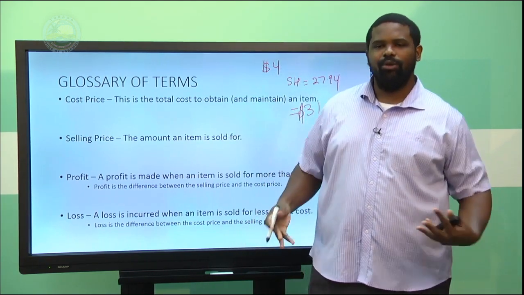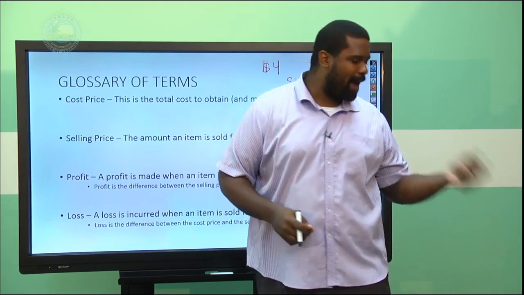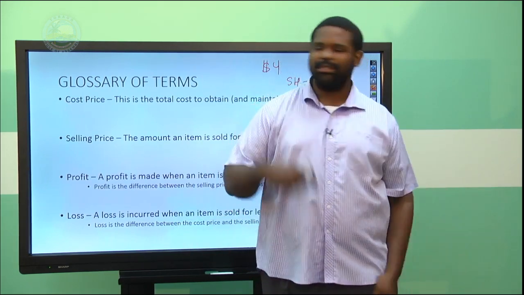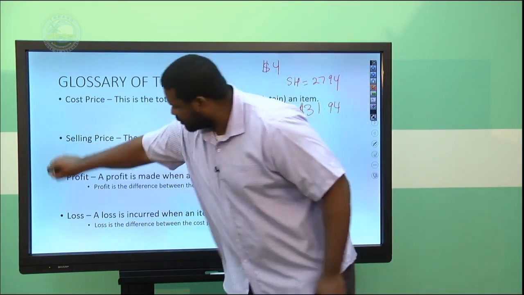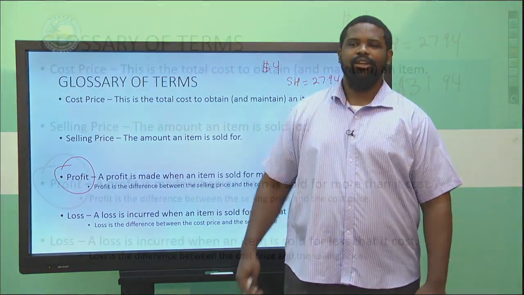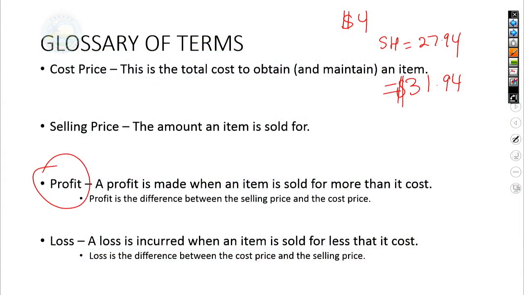Now, all of us know that whenever we're buying and selling items, if we're buying a phone and selling it back, if we're buying shoes and selling them back, if we're buying groceries and selling them back, all of us want to make a profit. No one wants to sell something and lose money. So a profit is made whenever an item is sold for more than it cost. It is the difference between the selling price and the cost price. So if your selling price is greater than your cost price, or if you sell it for more than it costs for you to obtain and maintain it, guess what? You made a profit.